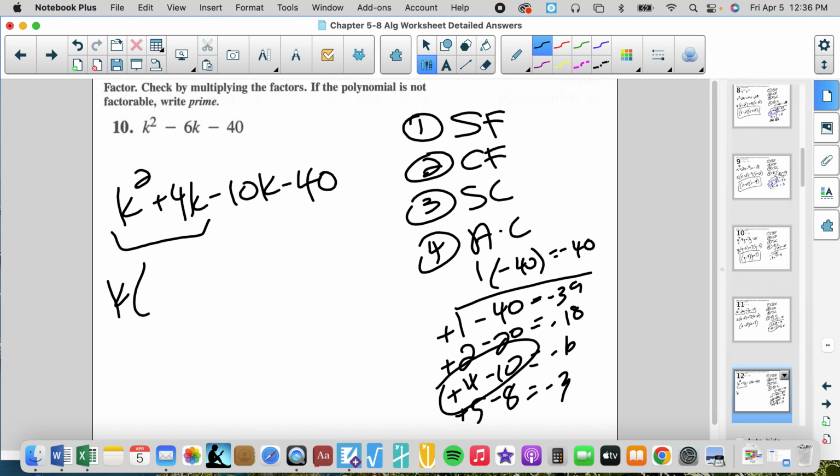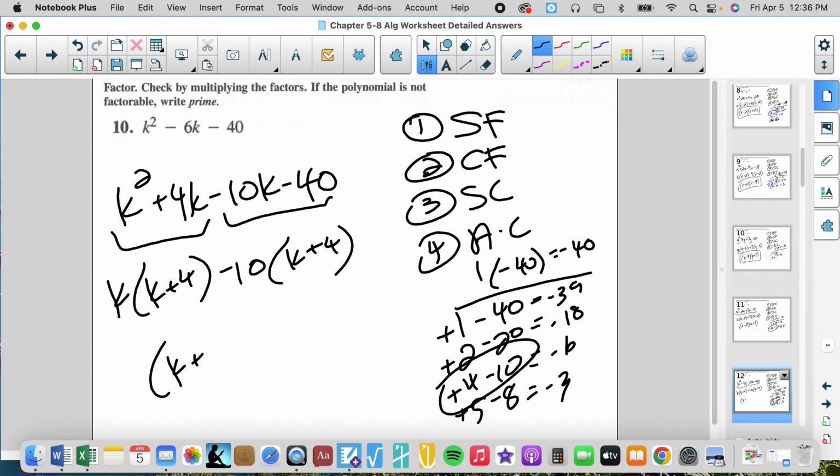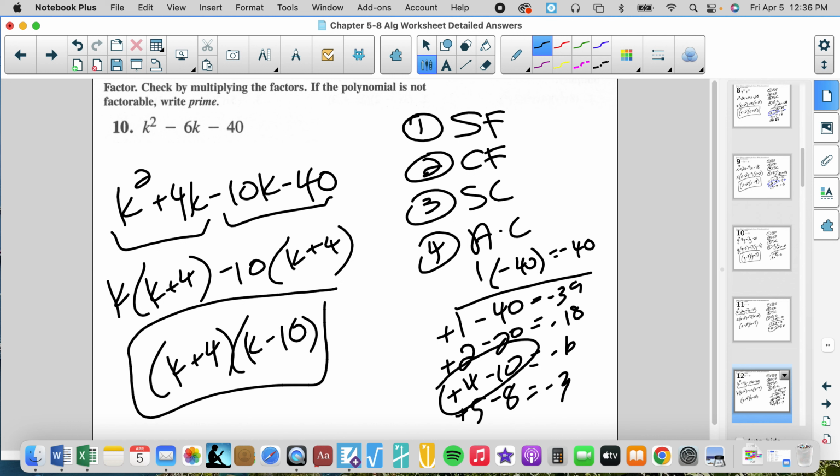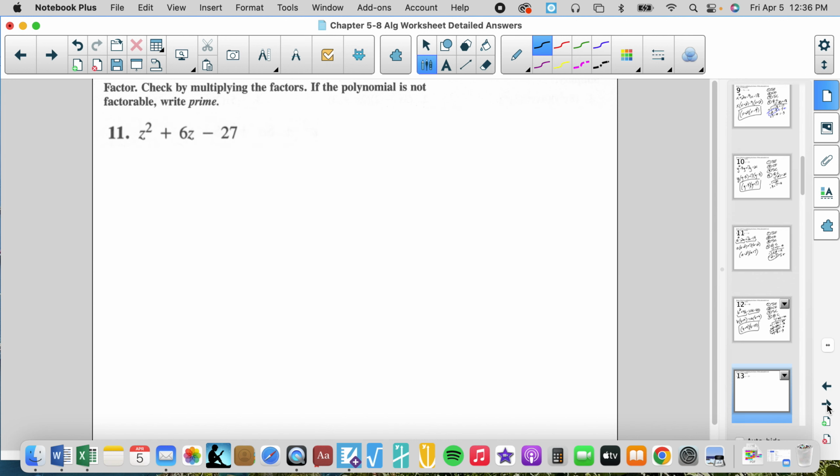We're going to factor out a k. We get k plus 4. We're going to factor out a negative 10 and get k plus 4. So k plus 4, k minus 10. Don't forget to check before you hand in your assessment.